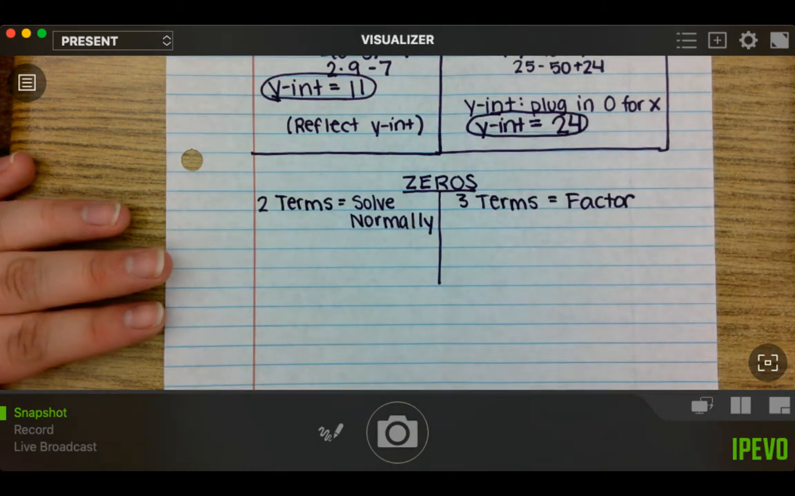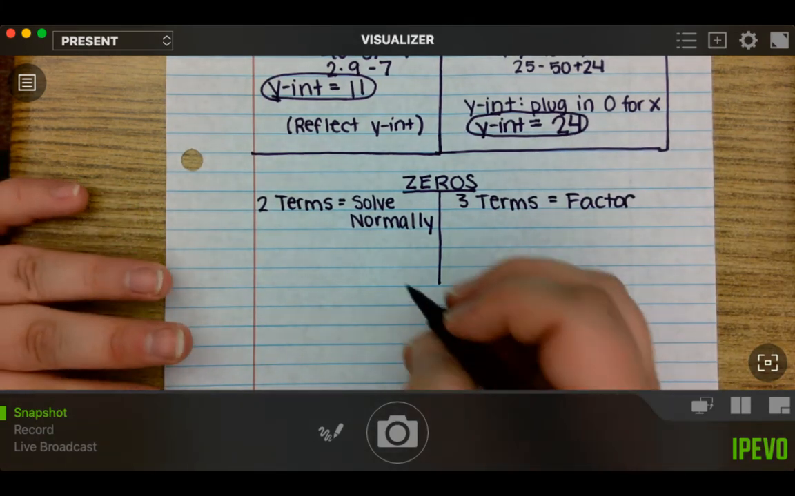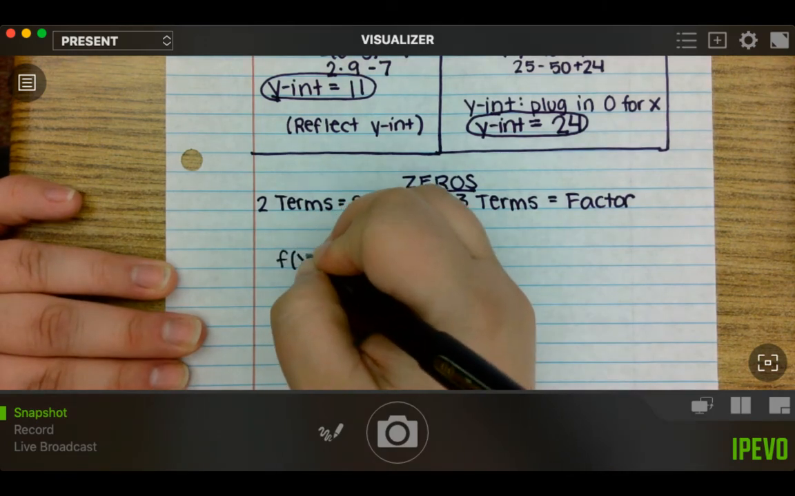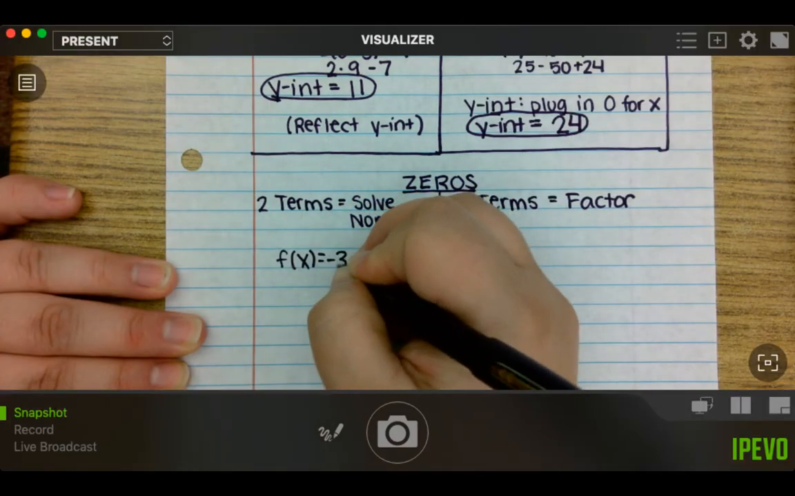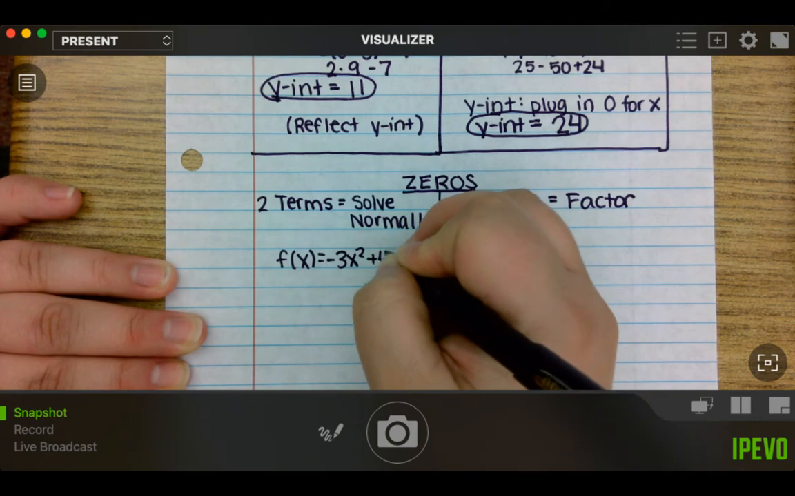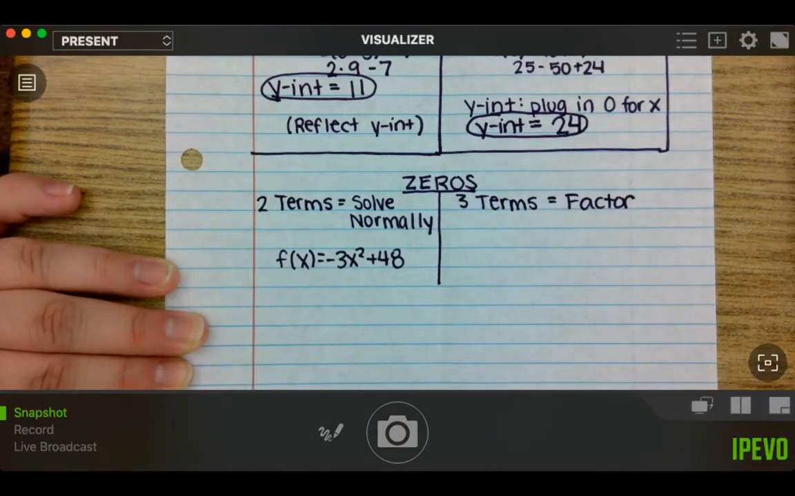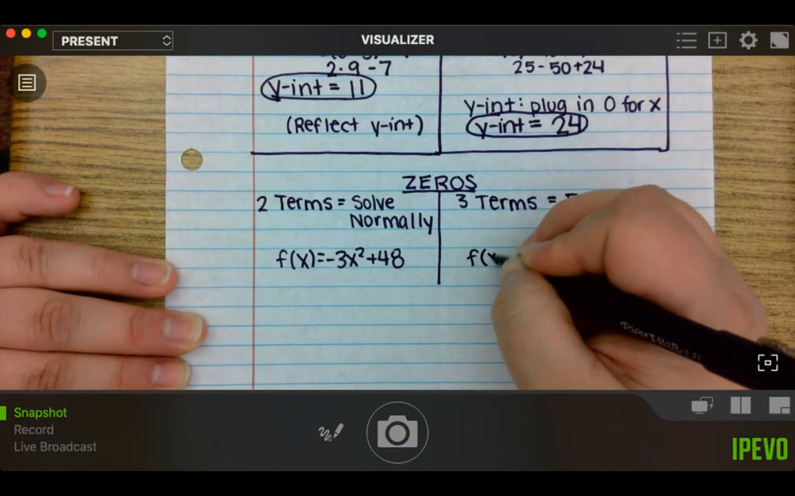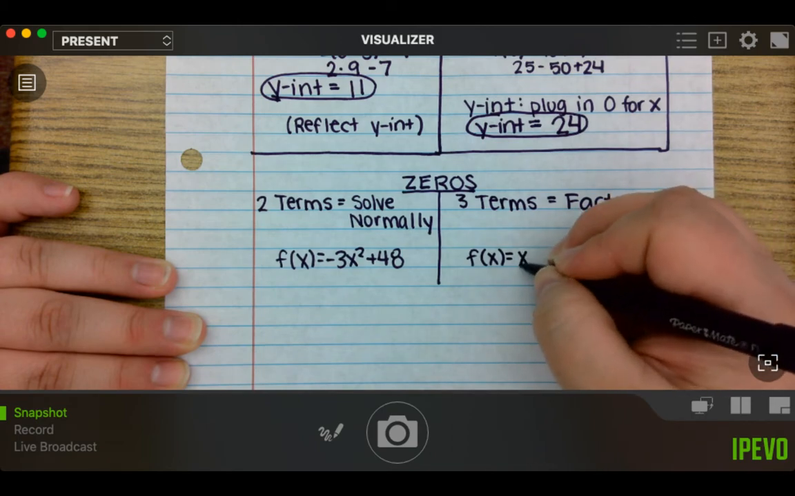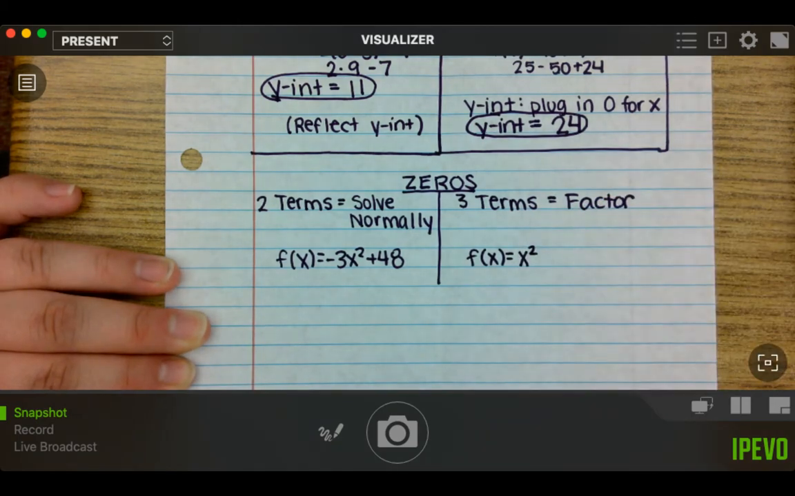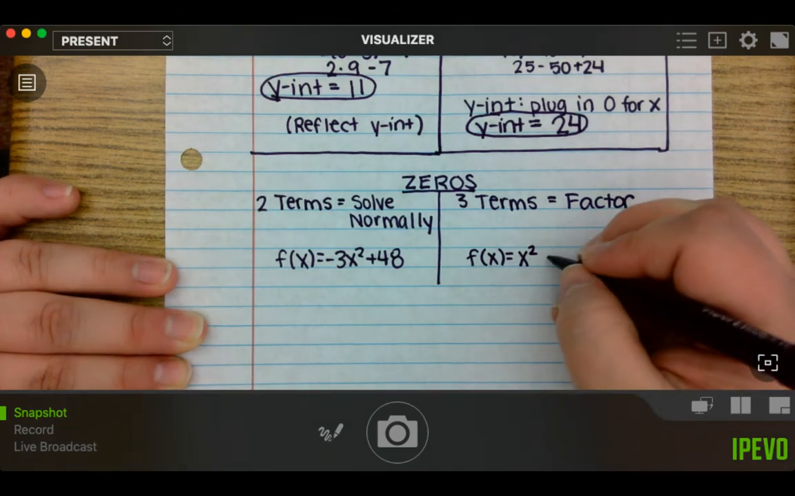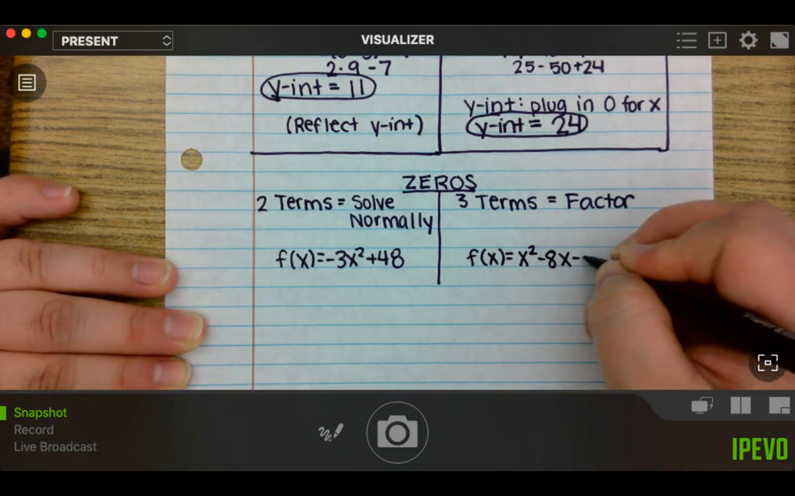So here's an example of 2 terms. f of x equals negative 3x squared plus 48. And on the right side, f of x equals x squared minus 8x minus 20.